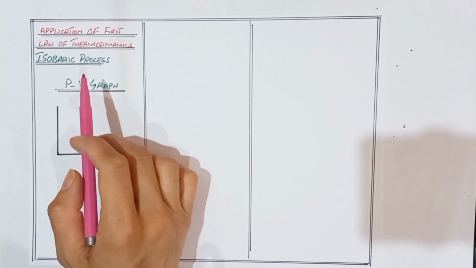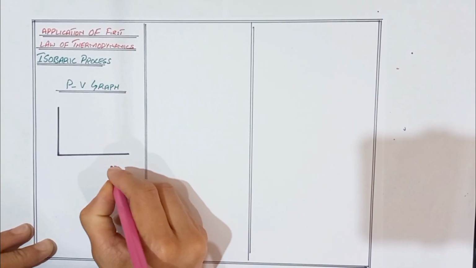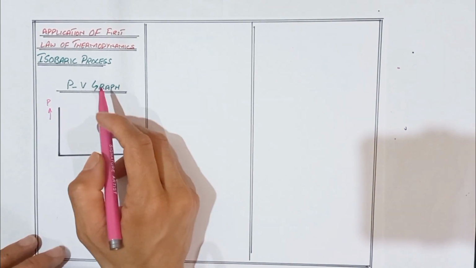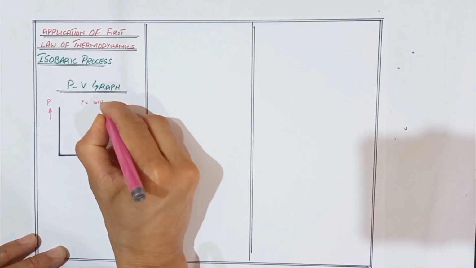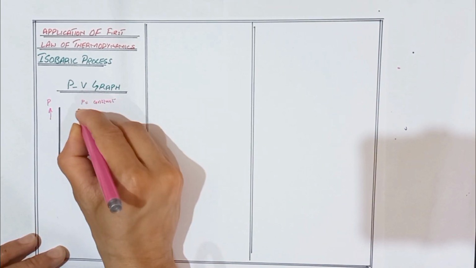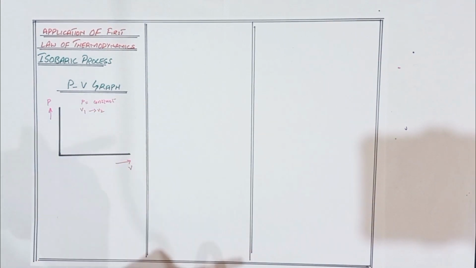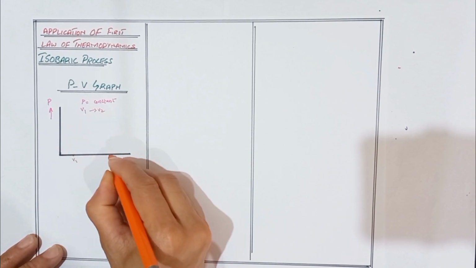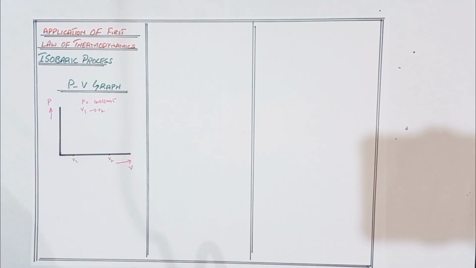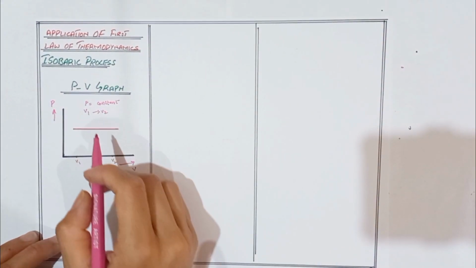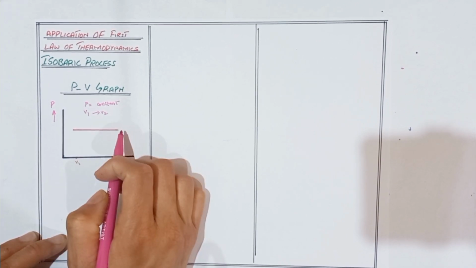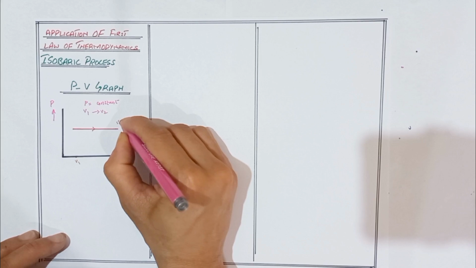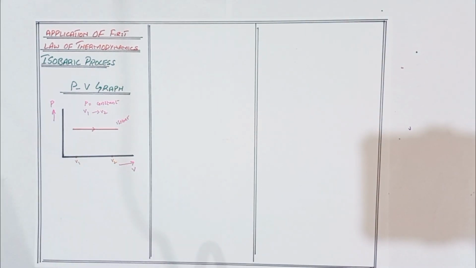Now we discuss the PV graph of the isobaric process. For this we take the volume on the x-axis and pressure on the y-axis. In the isobaric process, the pressure is constant and volume is changed from V1 to V2. So when the pressure is constant, we get a straight line graph. This graph shows the isobaric process. This graph is also called an isobar.